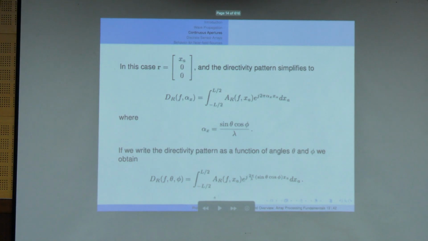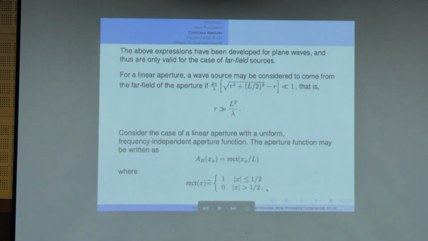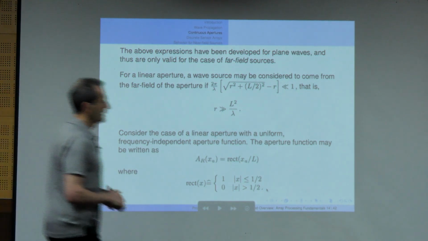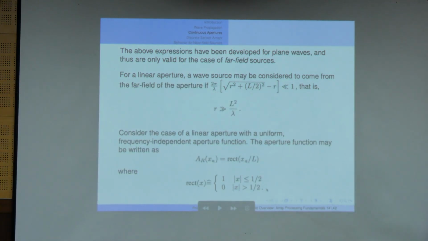So this expression of the directivity pattern is true for far field. Far field, so it's a plane wave. Suppose that we want to talk about near field. Near field, we can also define a directivity pattern. So it's the near field directivity pattern. What is the difference between the far field directivity pattern and the near field? So if we take an aperture like this, from minus L/2 to L/2, so the size is L.